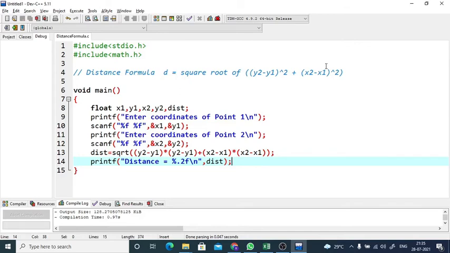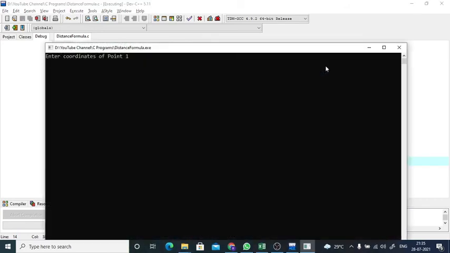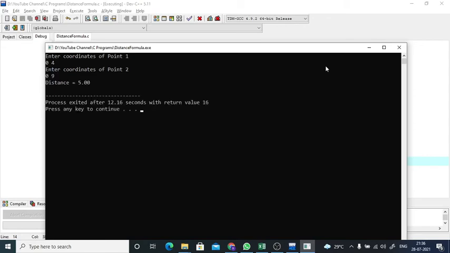Let us again compile and check whether it is getting compiled properly. Yes, it is. So we are going to now execute. Maybe initially to start with, I'll go for very simple coordinates, like suppose 0, 4, and second coordinate is 0, 9. It's an obvious distance we should get, which is 5. So just to start and understand that things are working fine, it is correct.